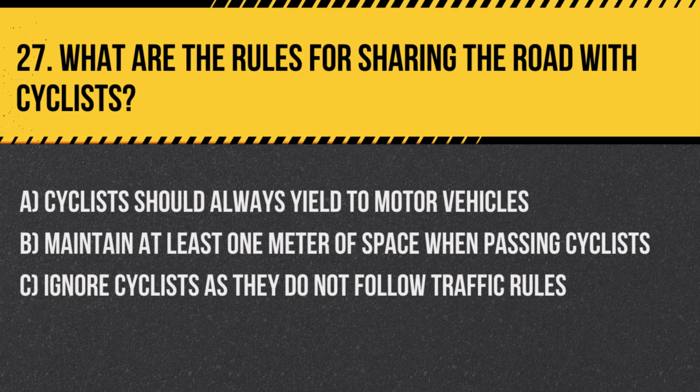Question 27. What are the rules for sharing the road with cyclists? A. Cyclists should always yield to motor vehicles. B. Maintain at least 1 meter of space when passing cyclists. C. Ignore cyclists as they do not follow traffic rules.